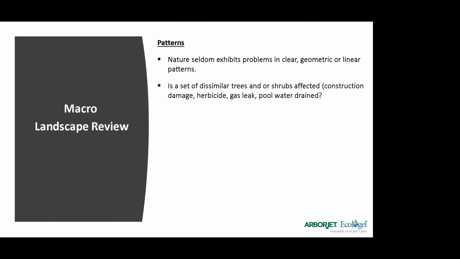In a set of dissimilar trees or shrubs, are they affected? Are multiple trees being affected? Is the turf brown in an area as well? Could it be construction damage, an herbicide, a gas leak, or pool water being drained that's creating all of these problems? Was there a recent change on the property?